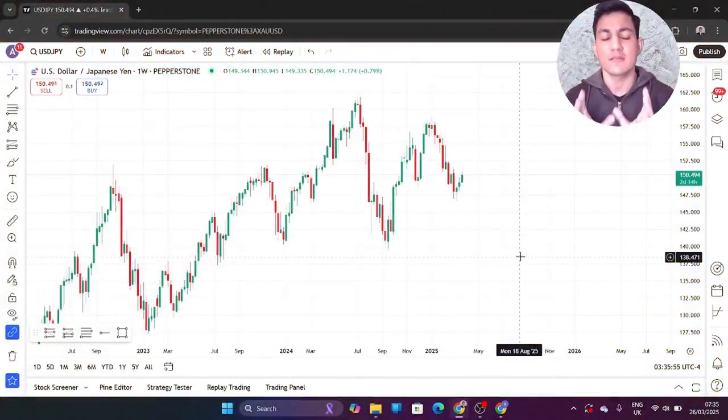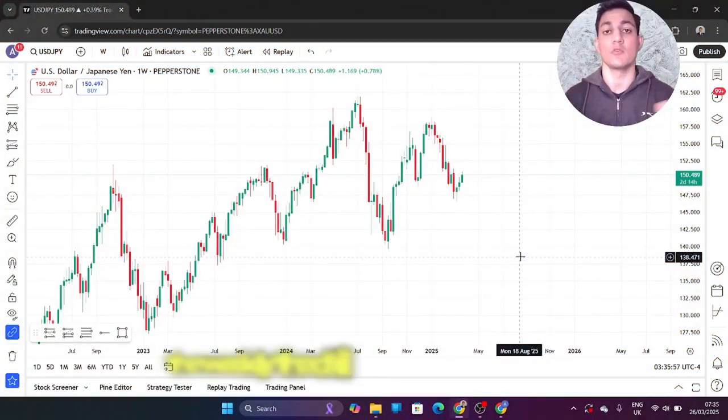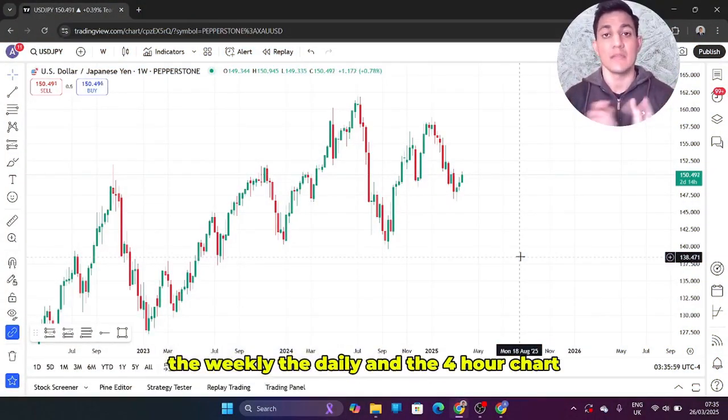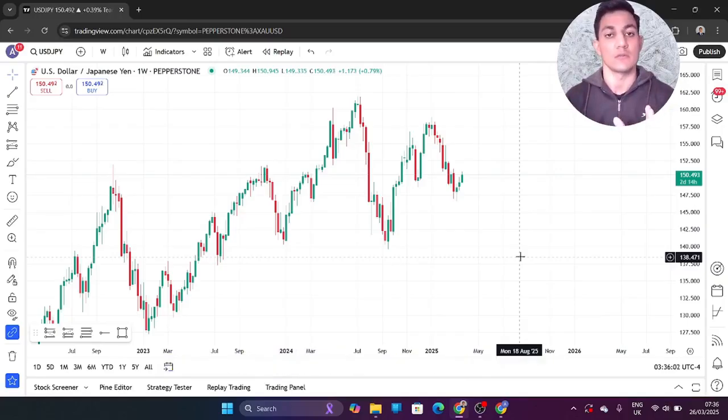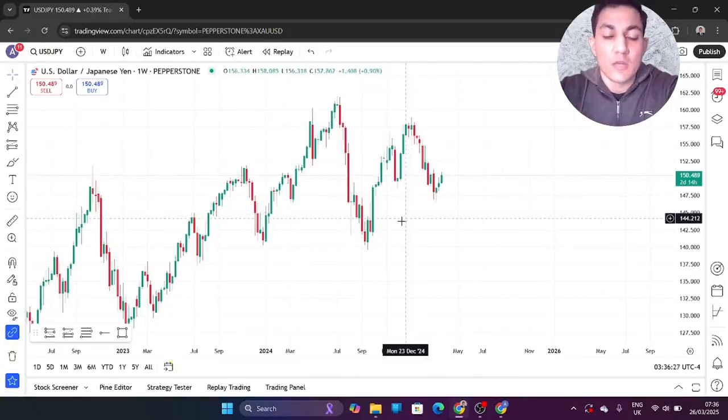So there's only 3 time frames that you actually need for daily bias, and those are the weekly, the daily, and the 4-hour chart. Now you need to use it in that order, right? So you have to start with the weekly, go on to the daily, and then the 4-hour chart, right? So you've got to use all 3 of them. Now, we're going to start off on the weekly chart.